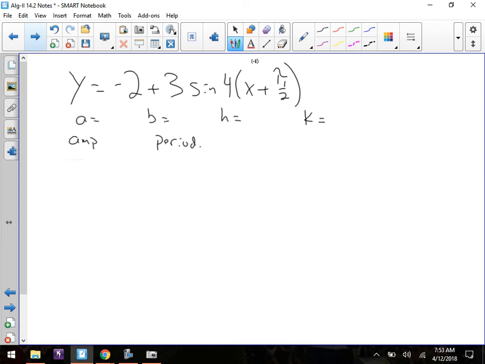Okay. What's your A value? B gives you an amplitude of, a period of. So your period is pi over 2. What's your H value? Good. You caught that. Negative pi over 2. And then your K value is.